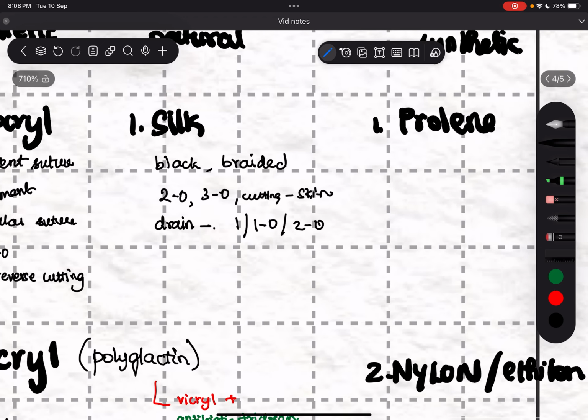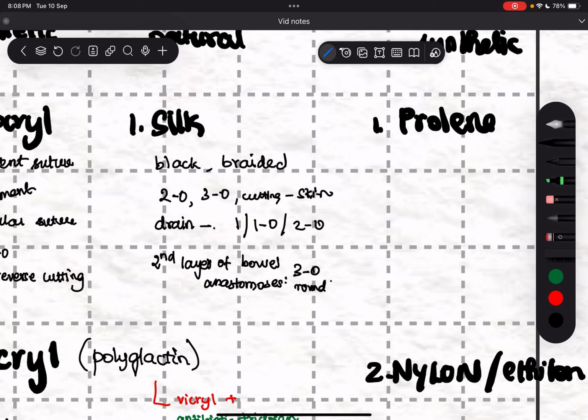And for the second layer of bowel anastomosis, what is the second layer of bowel anastomosis? We will look at it in a short while. For the second layer of bowel anastomosis, we use 3O silk with a round body needle.